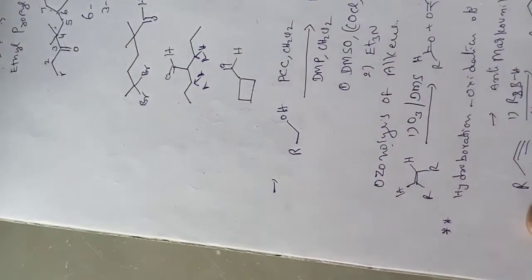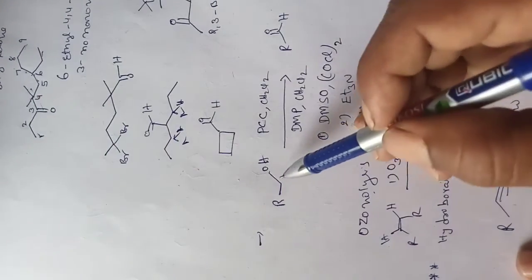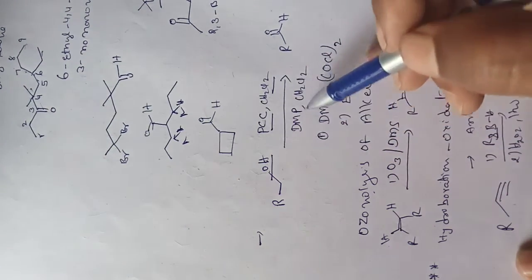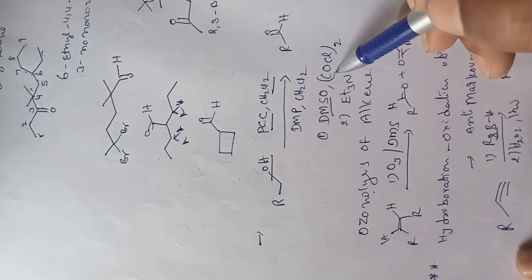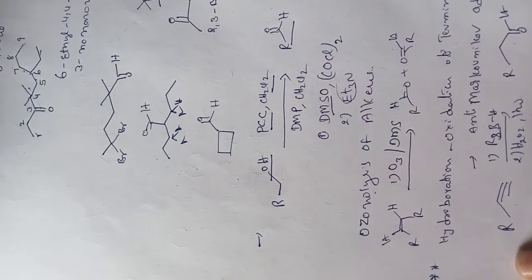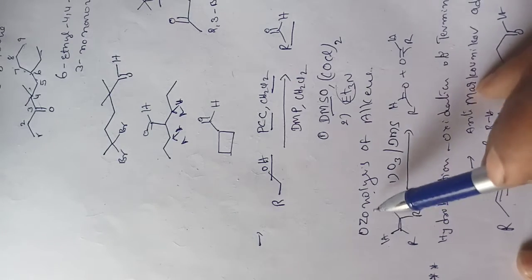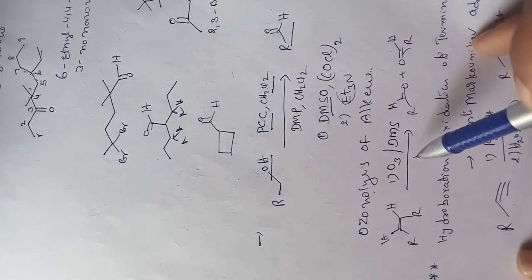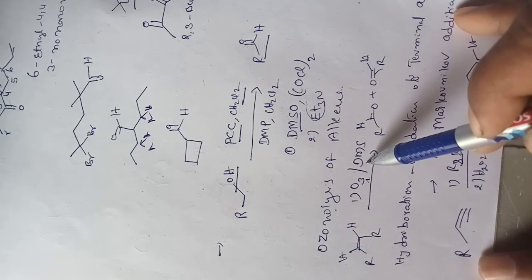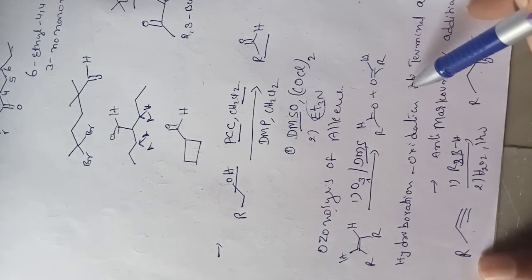And very important, how to prepare aldehydes. You can see this is a primary alcohol, and in the presence of PCC reagent in dichloromethane, or Swern oxidation with DMSO and carbonyl chloride in triethylamine base, it can be converted into the aldehyde. Ozonolysis is also an important method. Among the different methods, ozone followed by dimethyl sulfide is also possible.